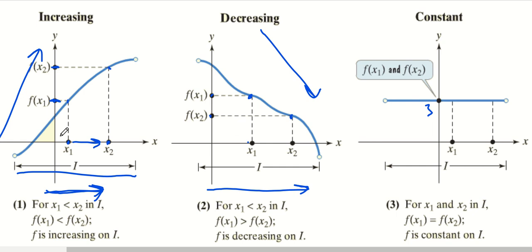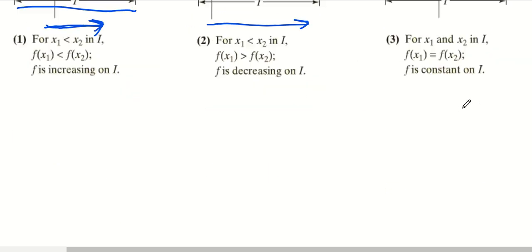on that interval. Okay? So, simply put, always read a graph like you read a book. Go from left to right. If the graph is moving upward, the graph is increasing. As we go from left to right, if the graph is moving downward, it's decreasing. And if the graph is flat, straight across, then the graph is constant on the interval.